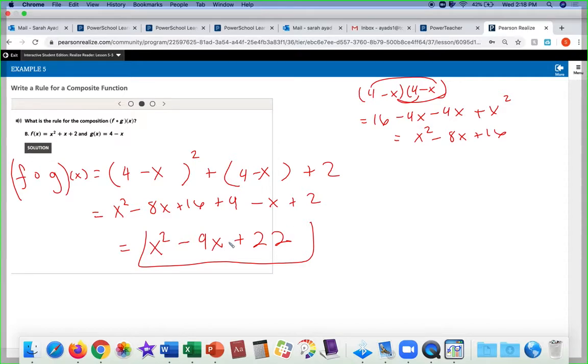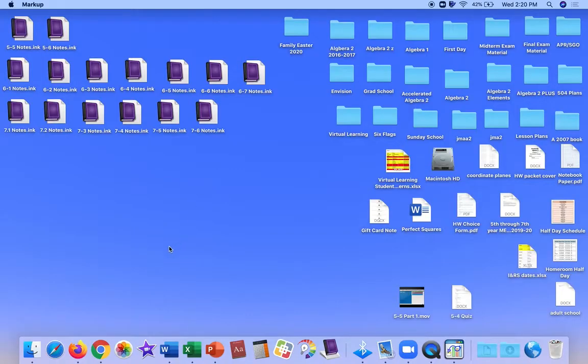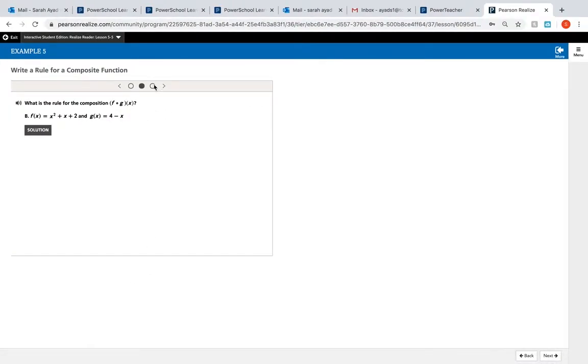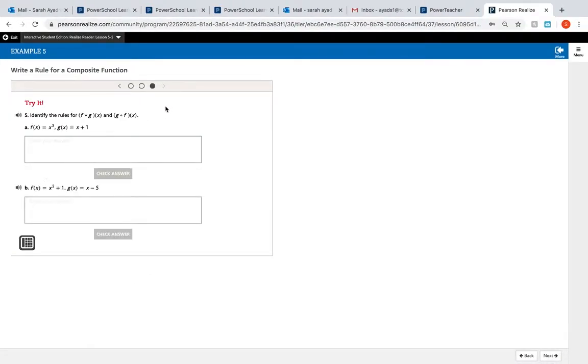Again, it's a quadratic, so if I were to mention the domain, even though it's not asking for it, it would be all real numbers because it's just a parabola, right? There's no restriction on my x values. All right. Go ahead and pause this video and do the try-its.